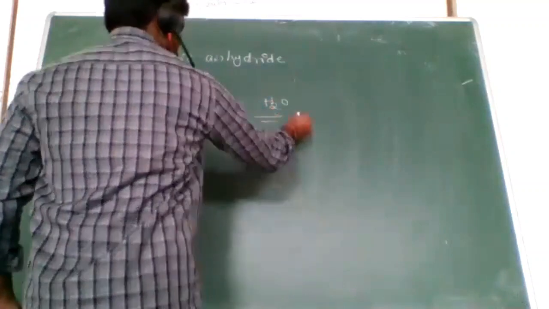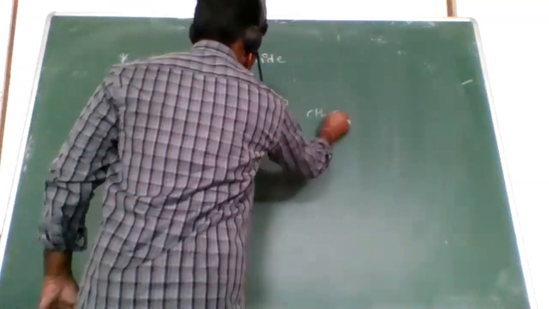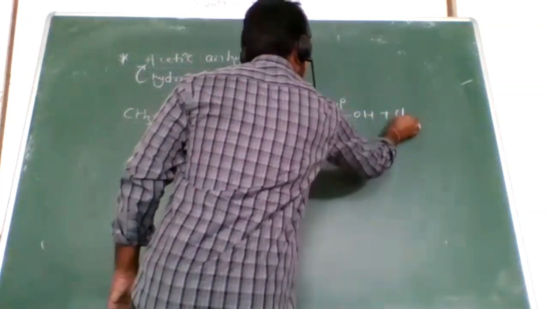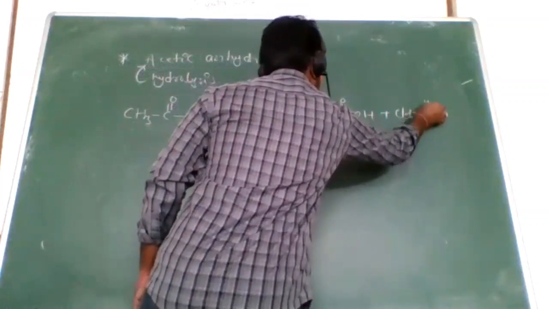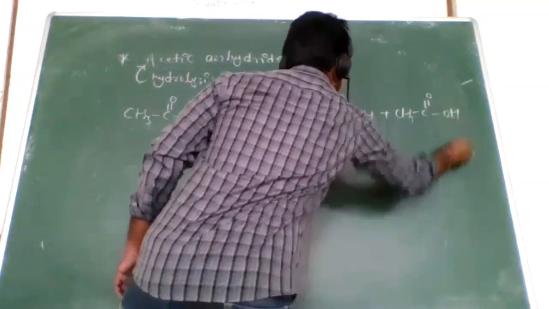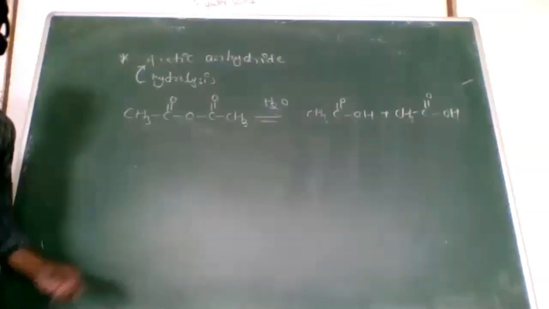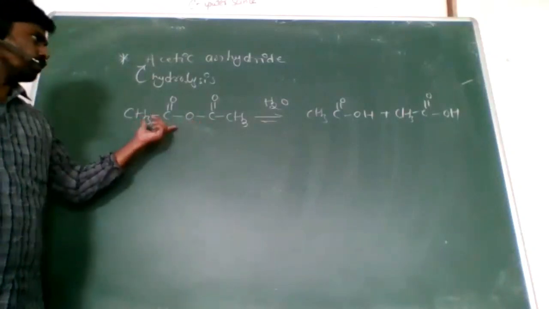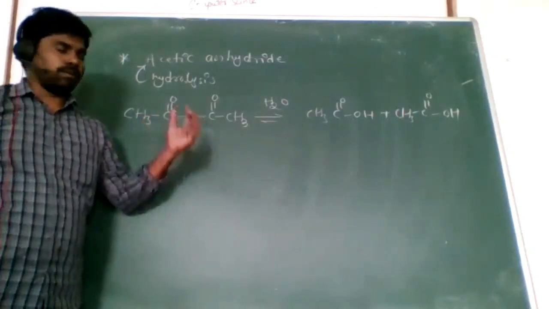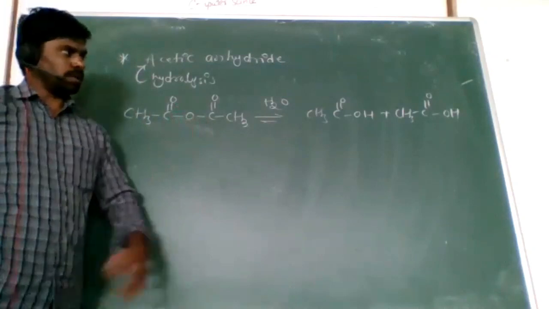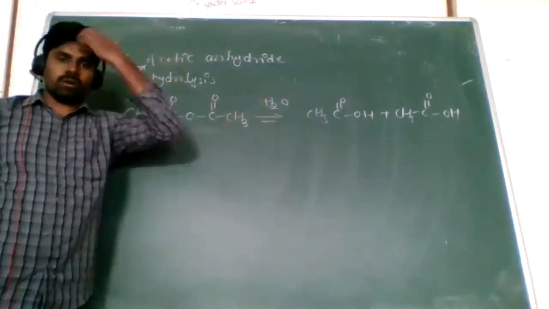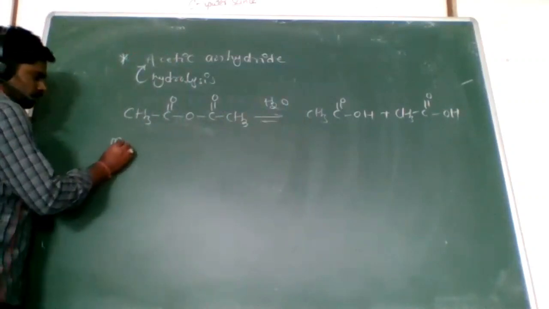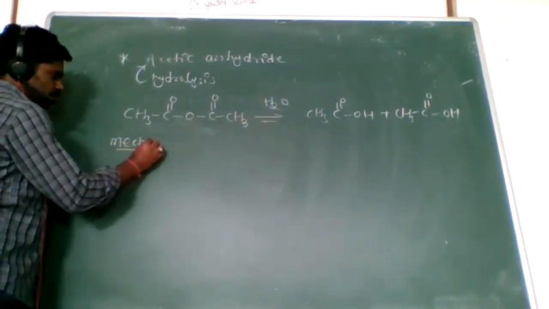we get the formation of carboxylic acids: CH3 C double bond O OH plus CH3 C double bond O OH. We get carboxylic acids under the hydrolysis of which compound? Acetic anhydride. When acetic anhydride undergoes hydrolysis, it forms carboxylic acids. Now look at here. I'll give the mechanism for that.